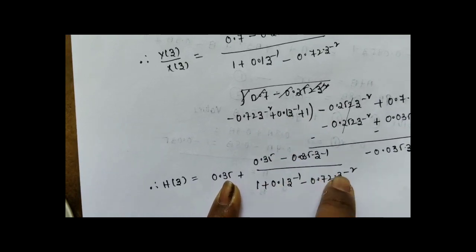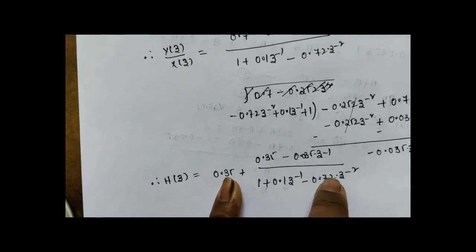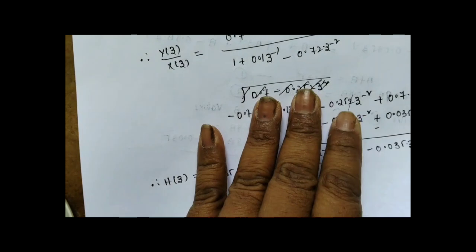So I have now taken this as a constant, now this and this. Now for this you have to convert again into partial fractions. For the partial fractions I have to write the roots of this equation. So I'm splitting this equation as 1 plus 0.1 into z power minus 1 minus 0.72 into z power minus 2. If you multiply these two, I have to get 0.72. If I add or subtract, I have to get 0.1.